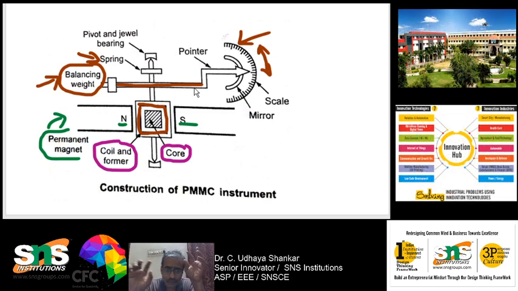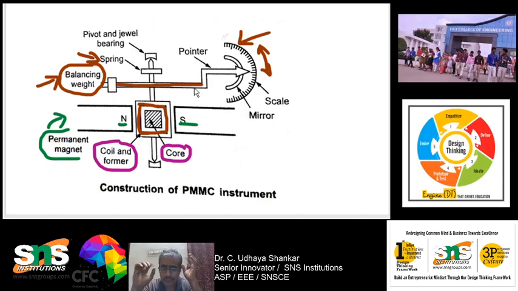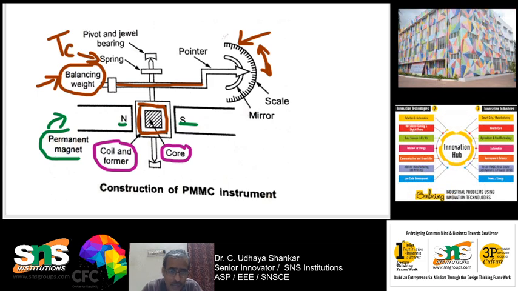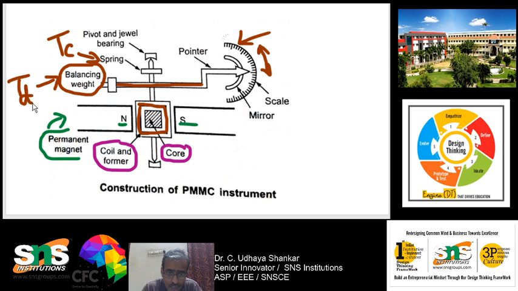Is it clear? The balance weight and springs are used to produce the damping torque, in order to reduce the oscillations. The deflection torque is produced by the magnitude of current, and the control torque is produced by the spring. I will mark the control torque as TC. And this balance weight is going to damp the oscillations, which I marked as TD. The core is going to produce the deflecting torque, T deflecting.